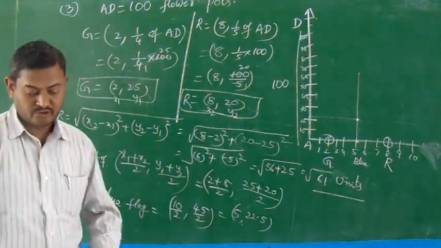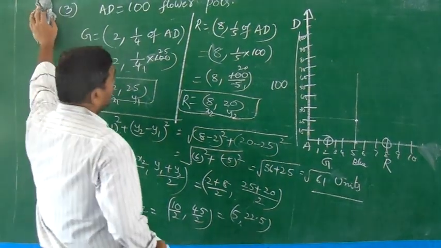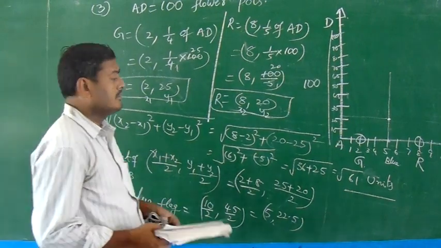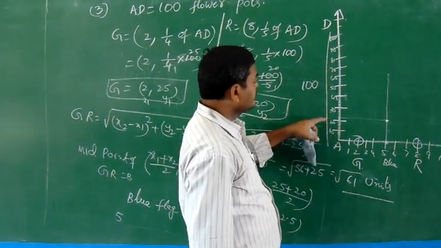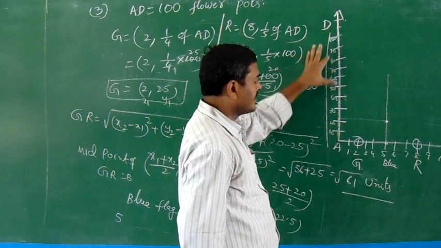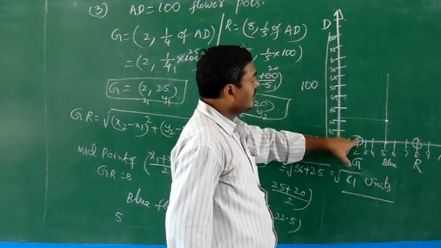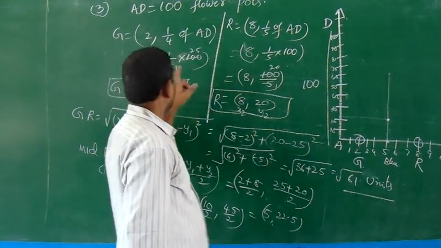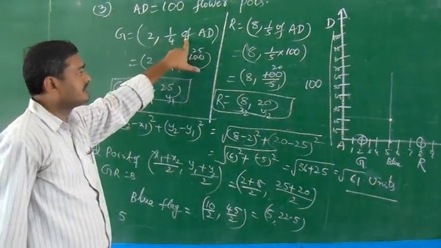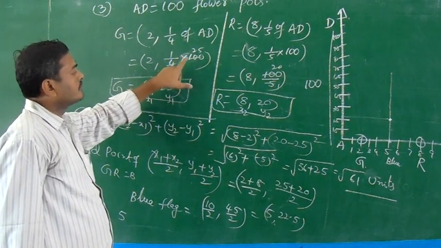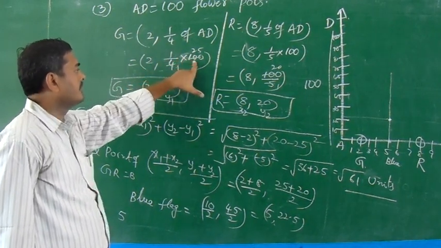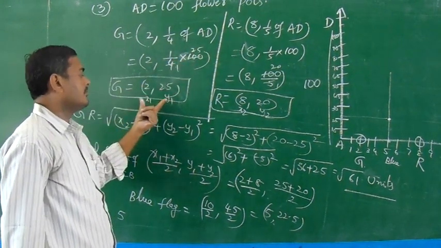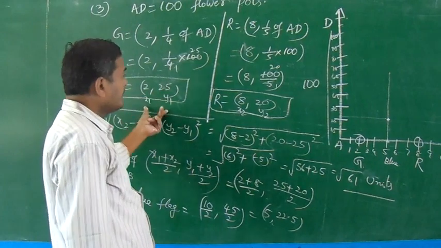So this is the third question. What is AD? How can you find out the coordinates of G and R? AD distance is given as 100. Second place, and then the distance of 1 by 4th of AD. 1 by 4th of AD means 1 by 4 into 100. 4 ones are 4, 25. So 2 comma 25 are the coordinates of G.